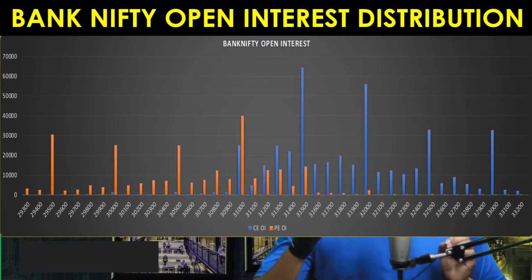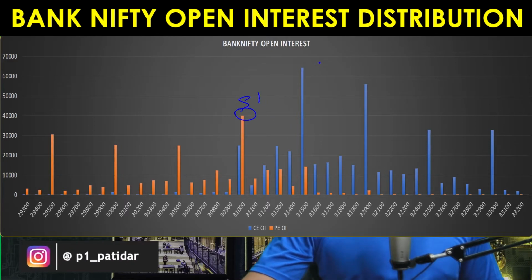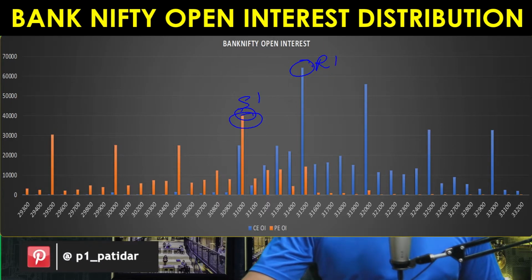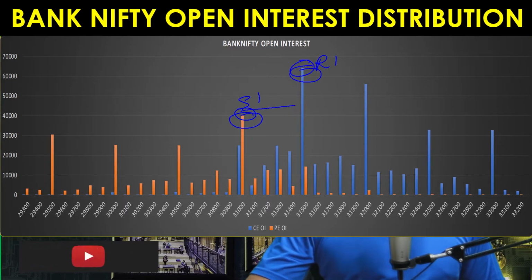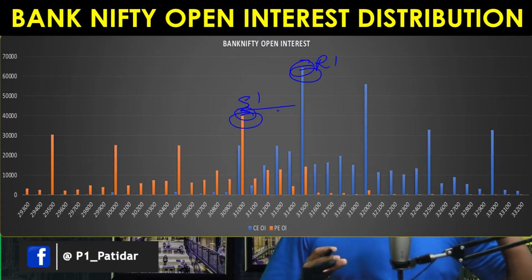Now let's move to the next and do the Bank Nifty open interest analysis. If you see here, then support is at 31,000 and resistance is at 31,500. Well, if you see here, then support is not major support, but resistance is very strong. So it is indicating that Bank Nifty might go down, but Nifty is clearly indicating that it is going to go up. So that is going to give support to Bank Nifty as well.